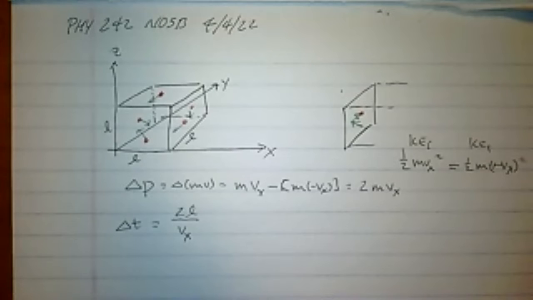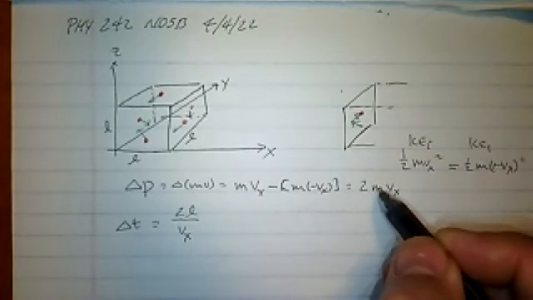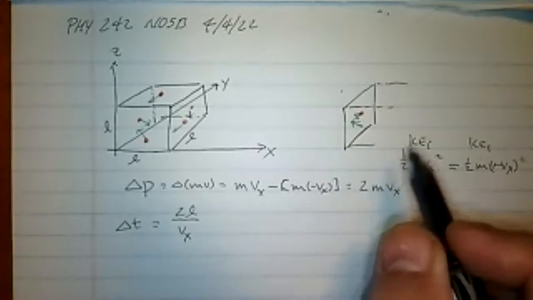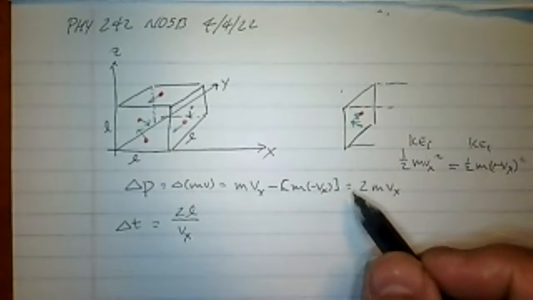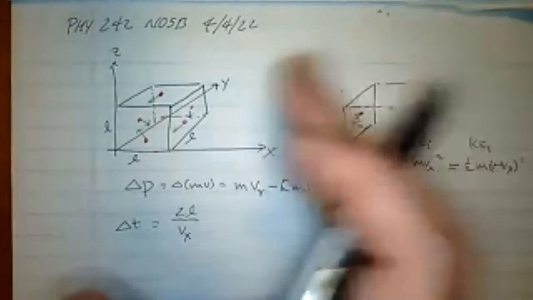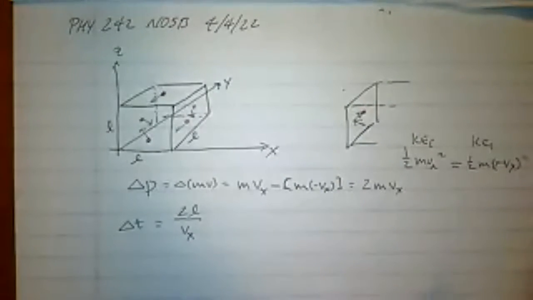Now, that is the time between collisions, and that helps us because if we were to know, for instance, the mass of the atom or molecule and the average velocity, we can figure out how many of these suckers are hitting the wall every second, and then add all that effect up, and that total force, once divided by the area, would give us the pressure on that wall. So that's really what we're shooting for here.